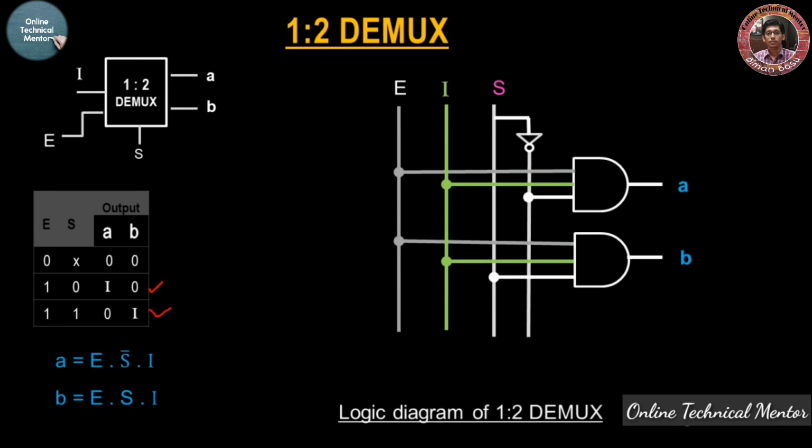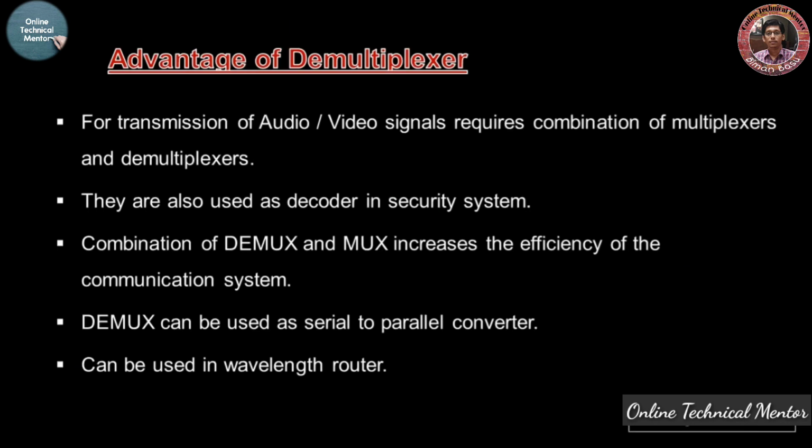If you understand the design procedure of the 1:2 demultiplexer, I think you can now draw higher order demultiplexers like 1:4 or 1:8 demultiplexer. Let me show you some advantages of the demultiplexer. Transmission of audio and video signals requires a combination of multiplexer and demultiplexer. They are also used as decoders in security systems. A combination of demultiplexer and multiplexer increases the efficiency of a communication system.